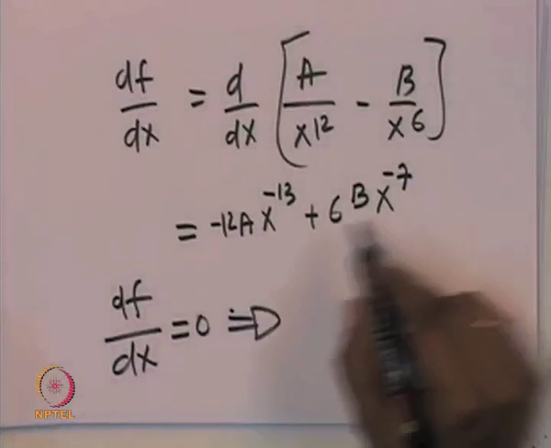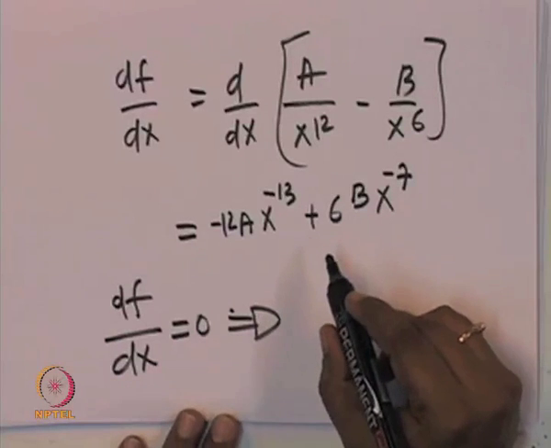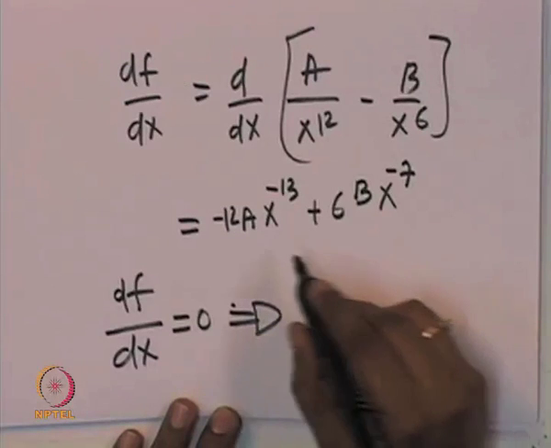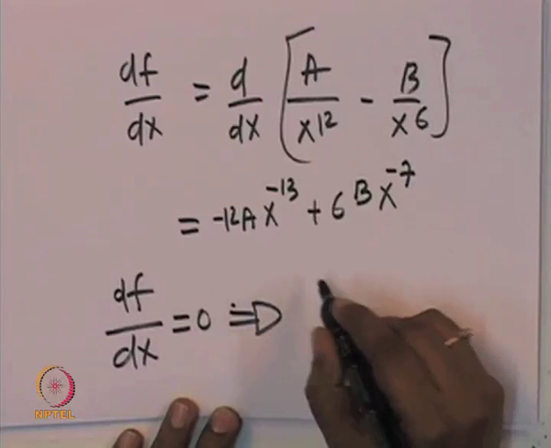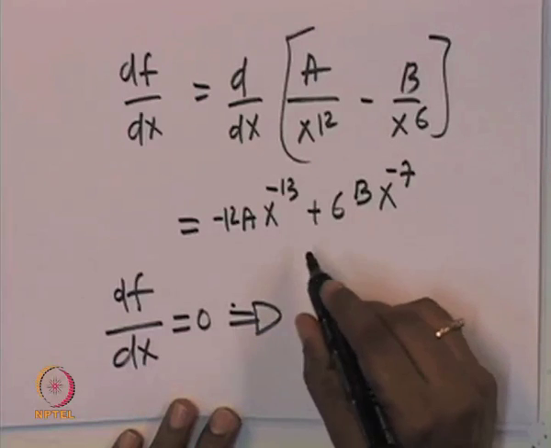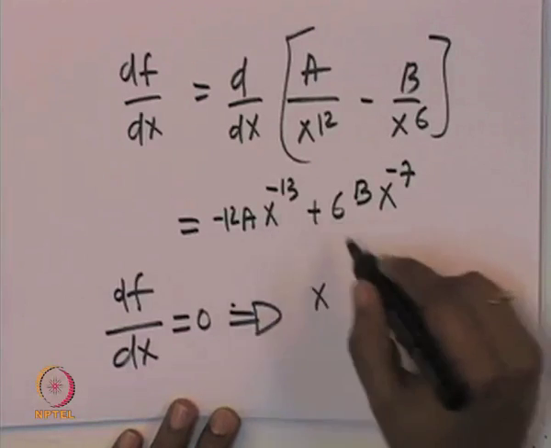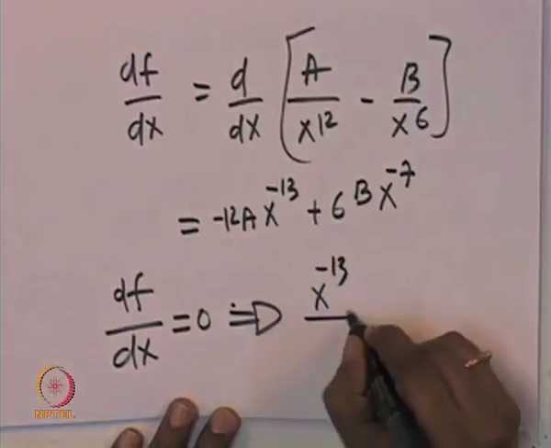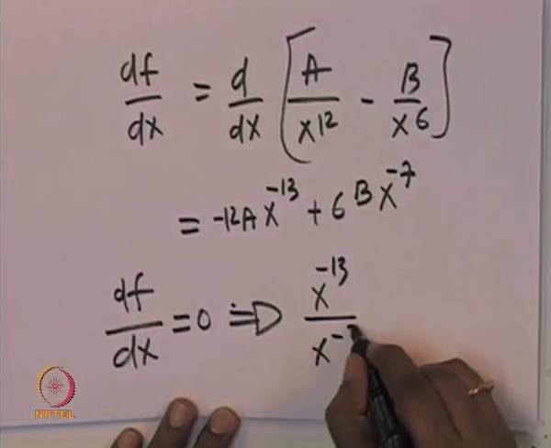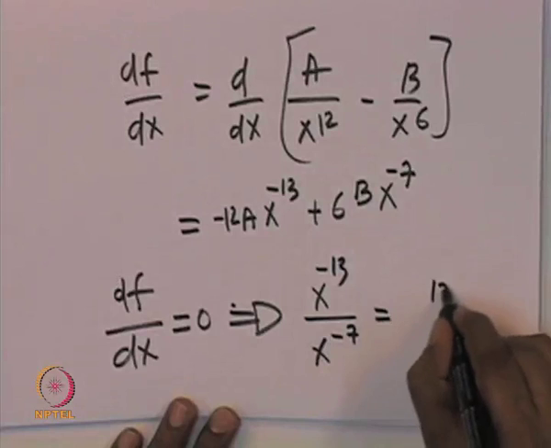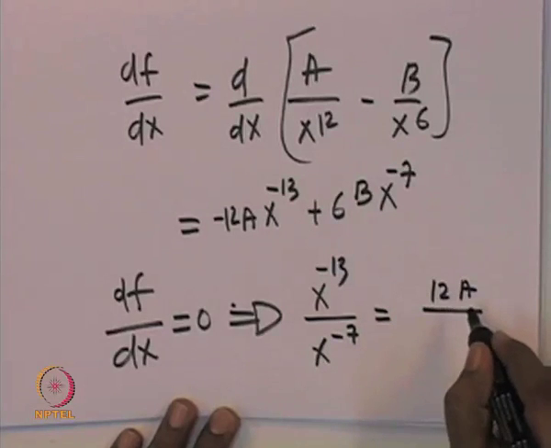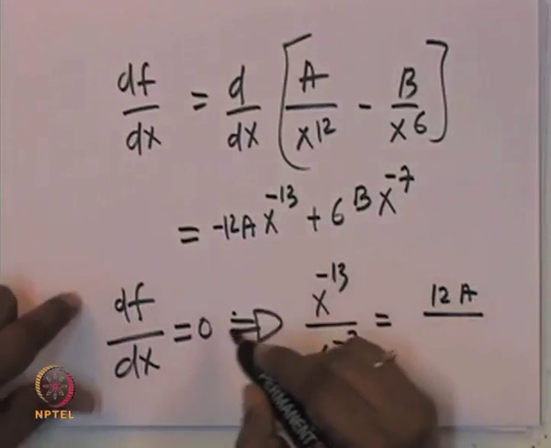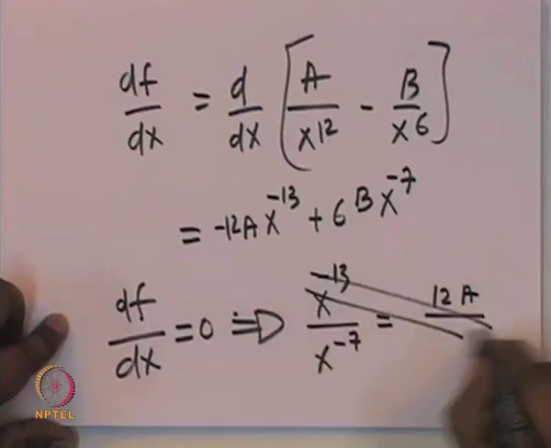So, this equal to 0 implies, again, what does this imply? This implies that, we can take all this to one side. So, x power minus 13 divided by x power minus 7 is equal to 12 a by, so you should do this carefully. Let us do it carefully a little more.